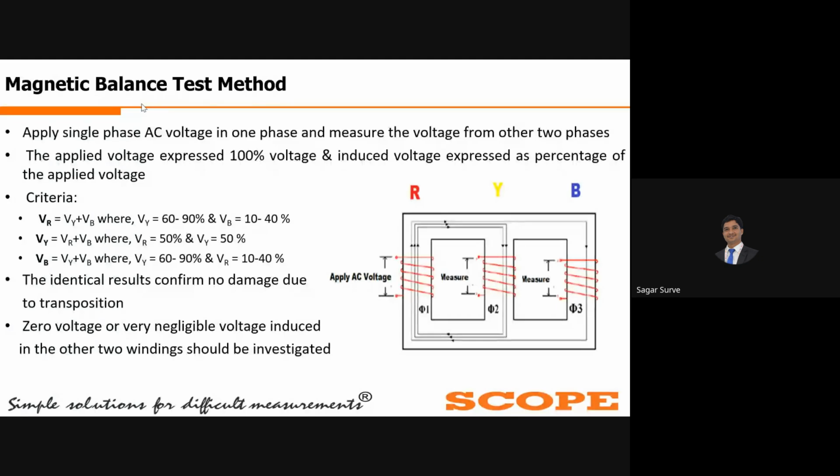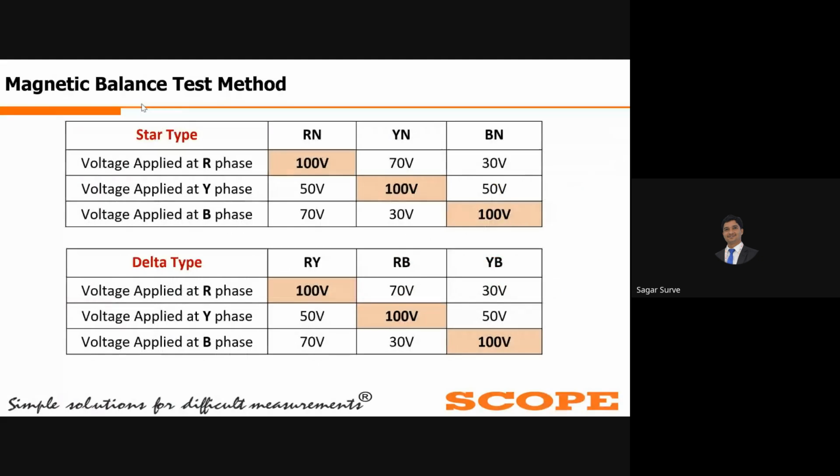And another thing is that the summation of the observed voltage should be equal to the applied voltage. It means if we are applying the voltage to B phase, then the sum of the voltages generated in Y and R phase should be equal to the B phase voltage. So if zero voltage or very negligible voltage is observed, then that winding should be investigated. There is some fault, we can say.